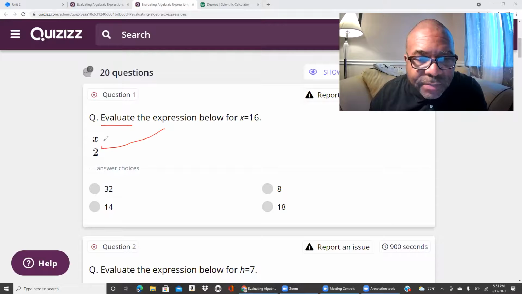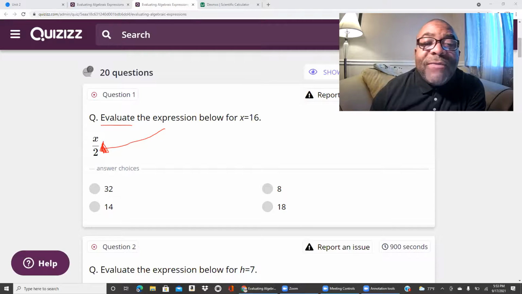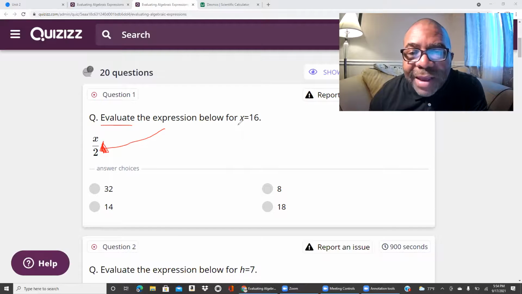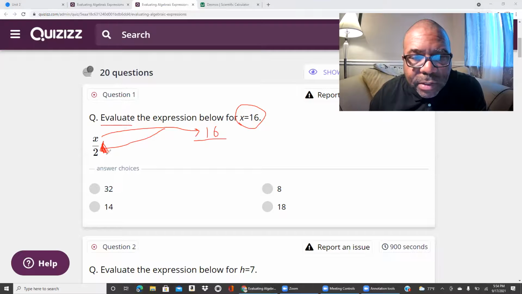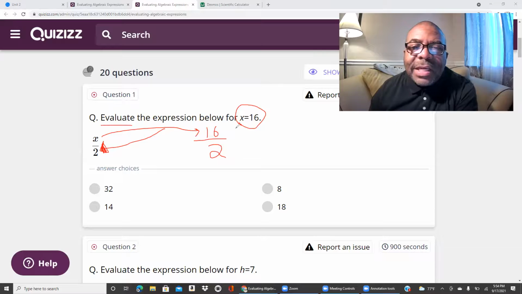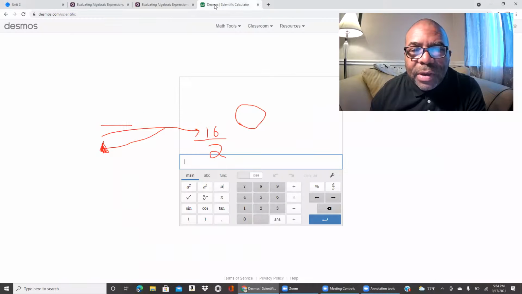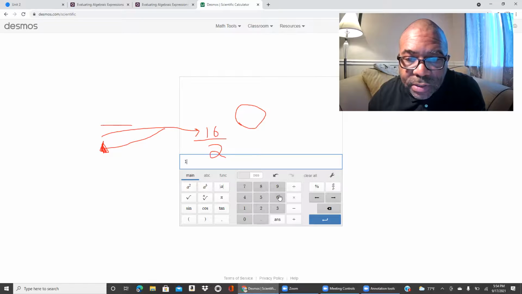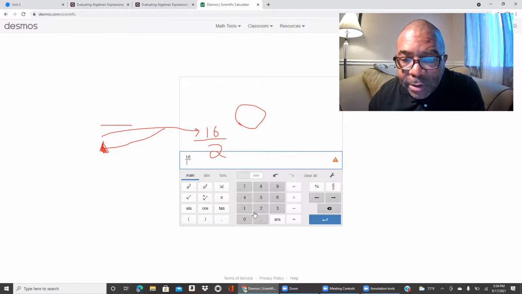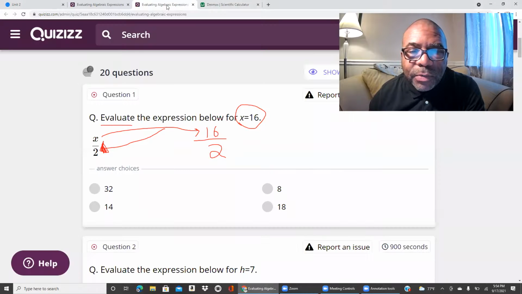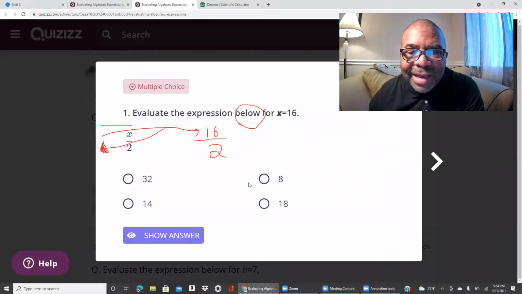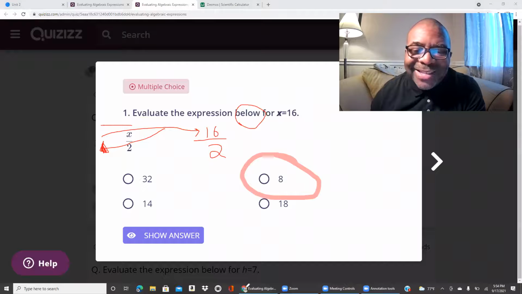The expression, that's the expression. It's not a term because it doesn't have an addition or subtraction sign. So evaluate the expression for x equals 16. If x equals 16, then we're going to take this 16 and put it where the x was, and the 2 stays right here. So now we have 16 divided by 2, or 16 over 2. So we'll do 16 divided by 2, and the answer is 8. Good. So we come back to here, and that's the answer. The answer is 8. Good stuff.